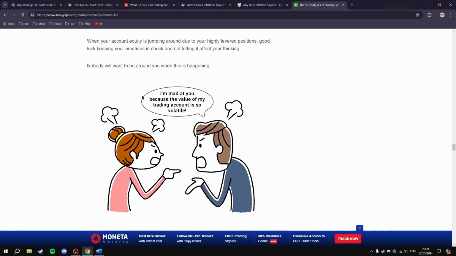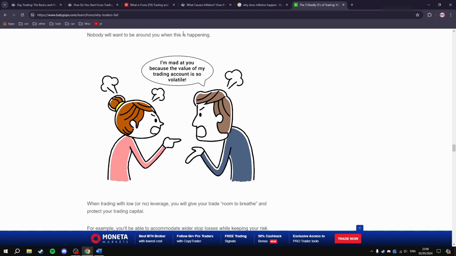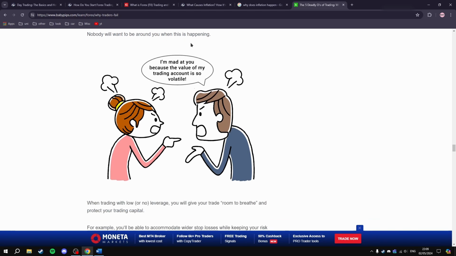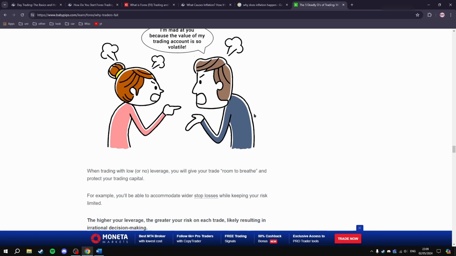When your account equity is jumping around due to your highly levered positions, good luck keeping your emotions in check and not letting it affect your thinking. Nobody will want to be around you when this is happening. I'm mad at you because the value of my trading account is so volatile.